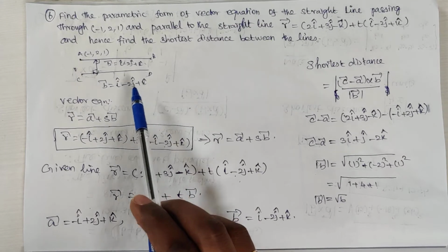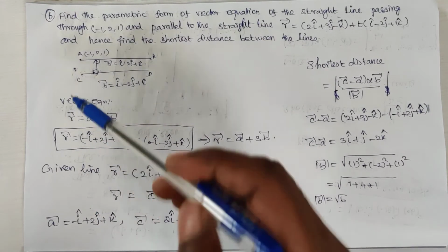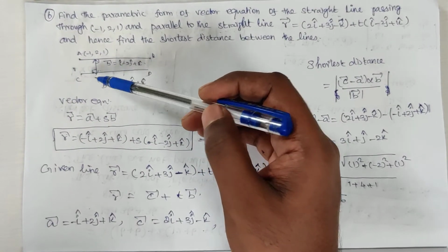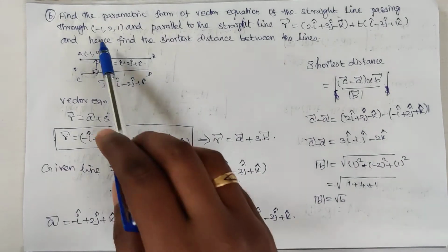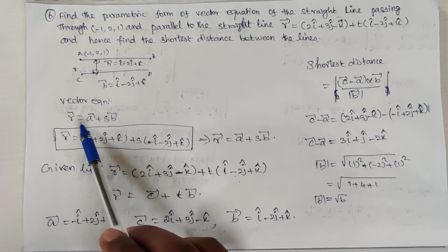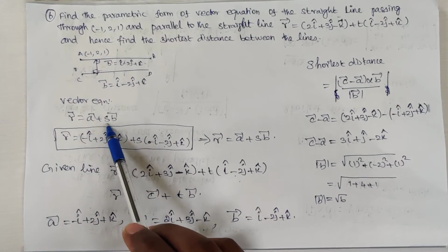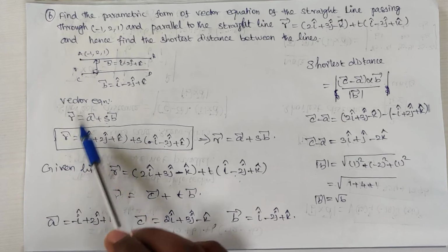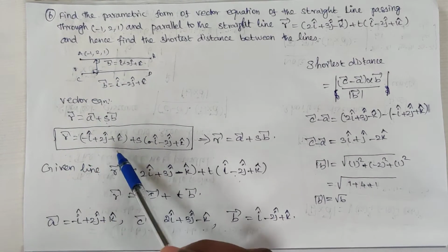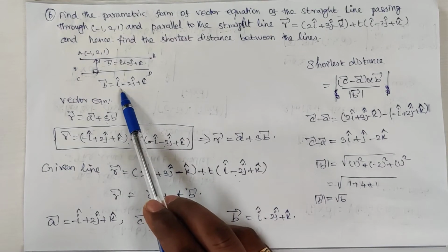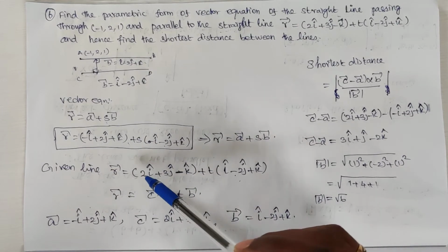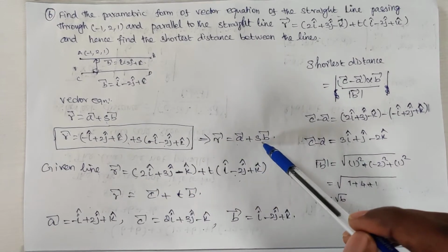So now we have to find the shortest distance between this line and this line. Okay. So first, vector equation. The question is asking for the parametric form of vector equation. So parametric form of vector equation, r vector is equal to a vector plus s b vector. So r vector equal to a vector, we already know, minus i vector plus 2j vector plus k vector, plus s into b vector value i cap minus 2j cap plus k cap. So now this is in the form of r vector is equal to a vector plus s b vector.